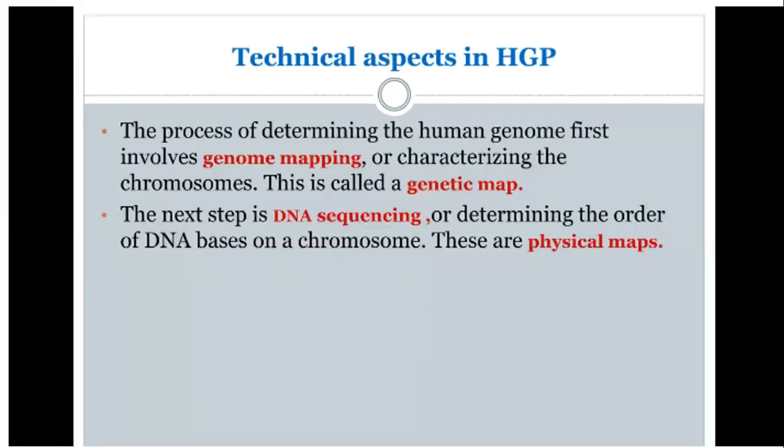Then there are technical aspects in the Human Genome Project. The process of determining the human genome first involved genome mapping. It means characterizing the chromosome, and mapping the genome is also called a genetic map. The next step is DNA sequencing. It means determining the order of DNA bases on a chromosome, and this is also called a physical map.